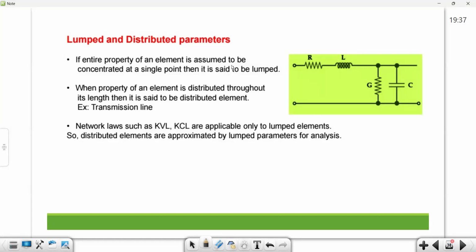If the entire property of an element is assumed to be concentrated at a single point, that is a lump. A resistor will be given directly in a very small length, so it is a lump. When the property of an element is distributed throughout its length, it is distributed. These network laws, KCL and KVL, are applicable only to lumped elements. Distributed elements are not approximated by KVL and KCL directly; for analysis, we take distributed elements as lumped parameters.